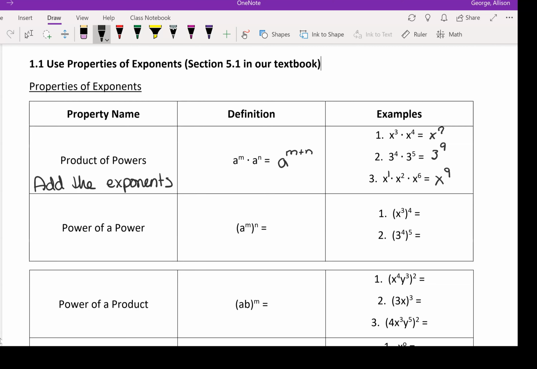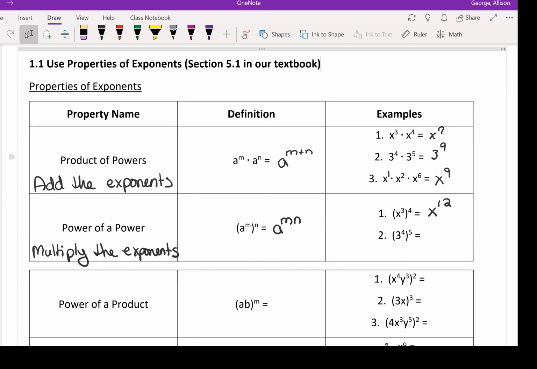Pretty straightforward. Power of a power means you're going to multiply your exponents. For this one, we would be multiplying m and n. So over here, that's going to be x to the 12th. This would be 3 to the 20th.